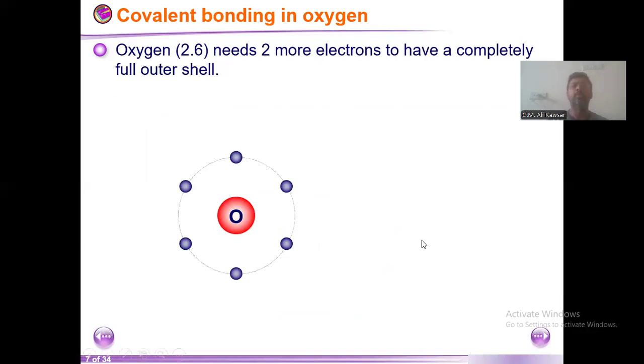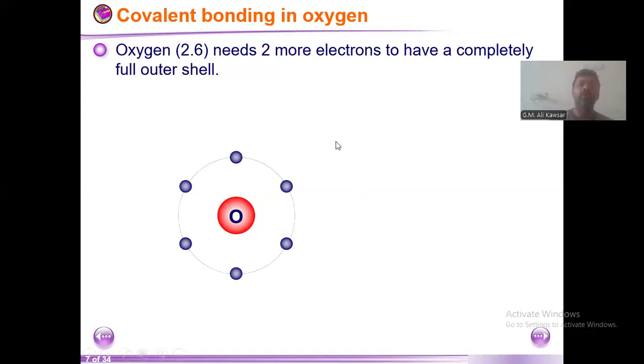Now, let's see the outermost electrons of oxygen. Oxygen has eight electrons in total, so it should have 2 and 6 electrons. The electronic configuration of oxygen will be 2, 6. That means as valence electrons, it will have 6 electrons, where we know that it needs 8 electrons in total to be stable. So 2 more electrons are required in its outermost shell.